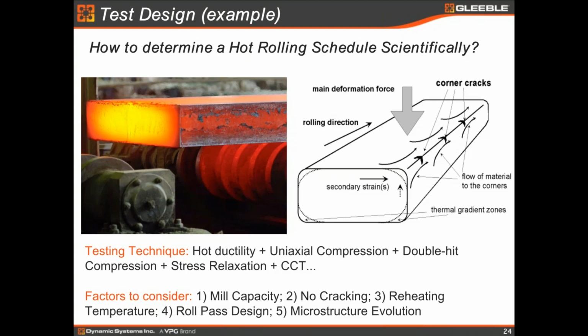Thirdly, what is the reheating temperature, the best temperature that you got to use. And then do the roll pass design. Finally, you will understand what kind of microstructure you're achieving, because the microstructure determines the property. So with all these into consideration, one technique is not enough. I would suggest you need lots of testing. For example, hot ductility, uniaxial compression, double hit compression to study the recrystallization behavior. Stress relaxation, you need to study the precipitation behavior. CCT, you need to understand under which conditions, what kind of microstructure you can achieve.